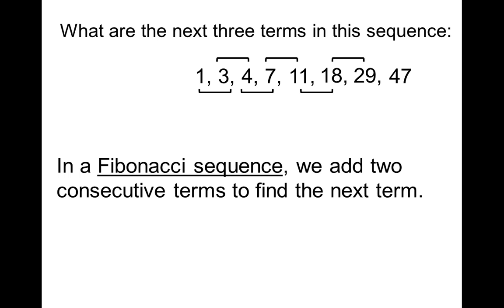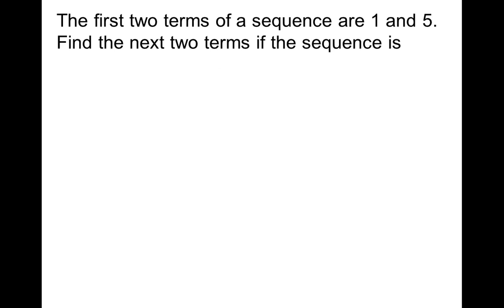Now, while it's possible to write nth term formulas for Fibonacci sequences, they're kind of complex, so we're not actually going to be doing that. So let's take a look at these 3 types of sequences. We've looked at arithmetic and geometric and Fibonacci sequences. Let's say we start with the first 2 terms of a sequence being 1 and 5, and we want to find the next 2 terms of the sequence. Now, that information isn't really enough to tell us what the next 2 terms are. We need to know something a little more specific, like what kind of sequence is it?